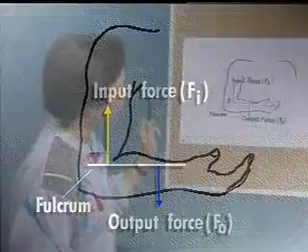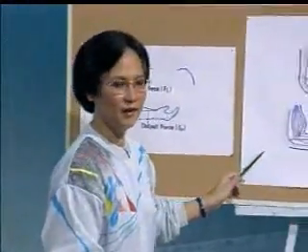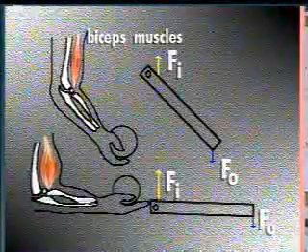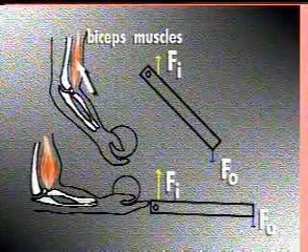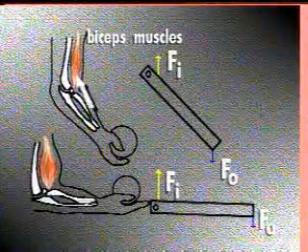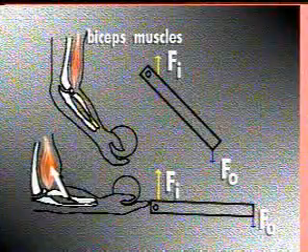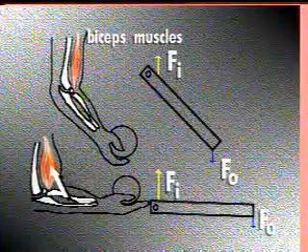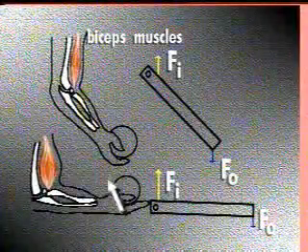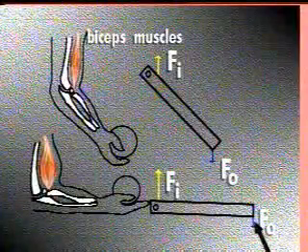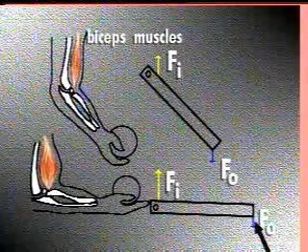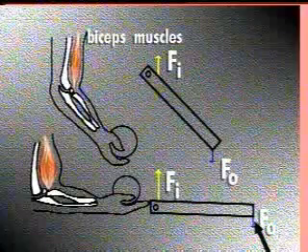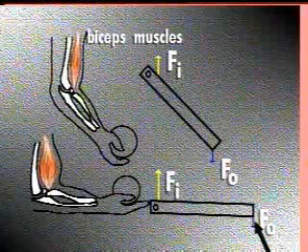All right, let's look at this other diagram here. When an object is lifted, this muscle called the biceps contracts or tightens, bends the elbow, and exerts an input force greater than the output force to raise the arm. The output force is equal to the weight of the object being lifted.